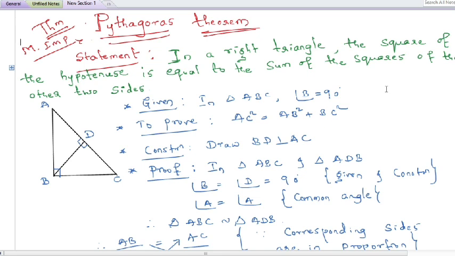In a right triangle, the square of the hypotenuse is equal to the sum of the squares of the other two sides. I have drawn the right angle triangle ABC, angle B is 90 degrees, it is given. Given: in triangle ABC, angle B is equal to 90 degrees. What are we going to prove here? The square of the hypotenuse, that means AC square is equal to the sum of the squares of the other two sides, AB square plus BC square. That is what we are going to prove. The construction is, draw BD perpendicular to AC.